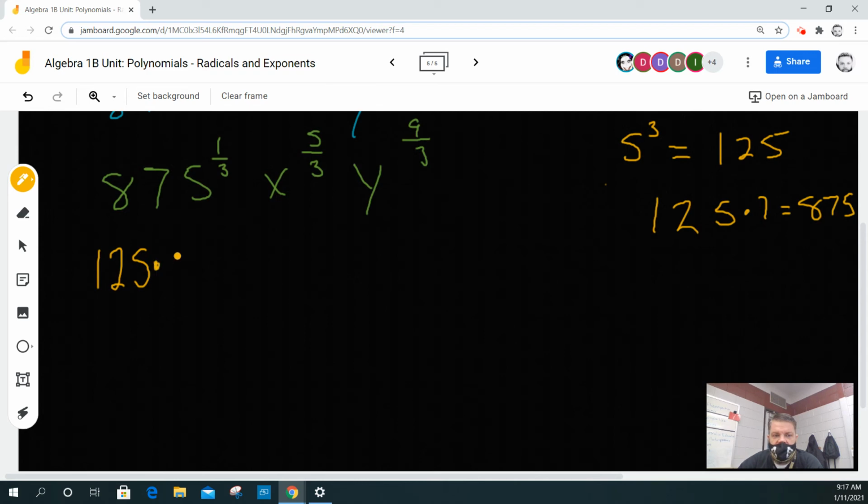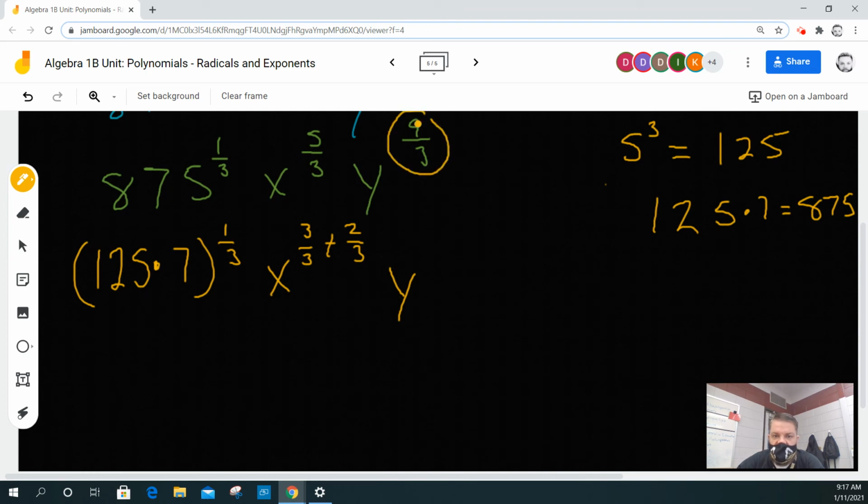Okay, so that means that I've got 125 times 7 raised to the 1/3. I'm going to change this x to the 3/3 plus 2/3. Can I do that? Well, obviously I can if I did it, but why would I do that? Well, you'll see why in a second. And then this just becomes y to the 3rd, right? Because 9 divided by 3 is just 3.